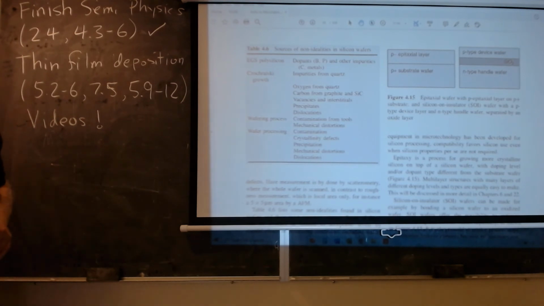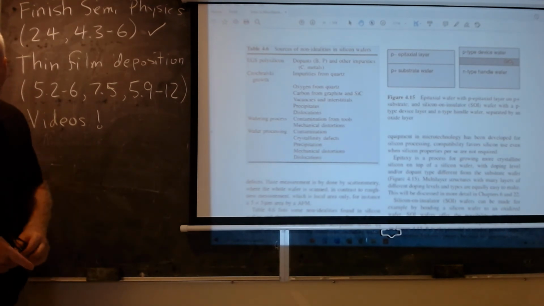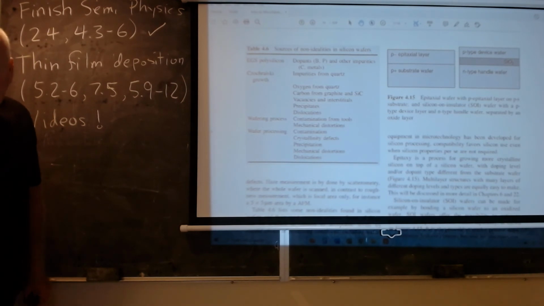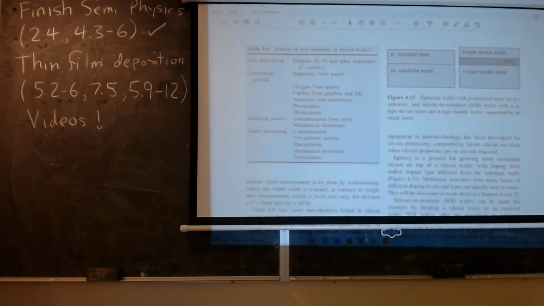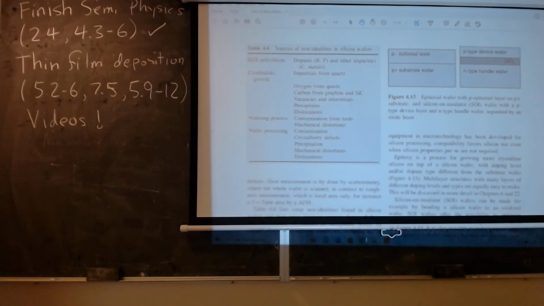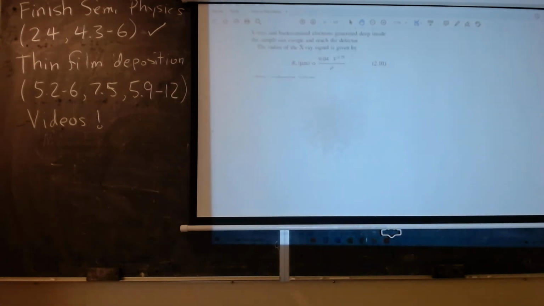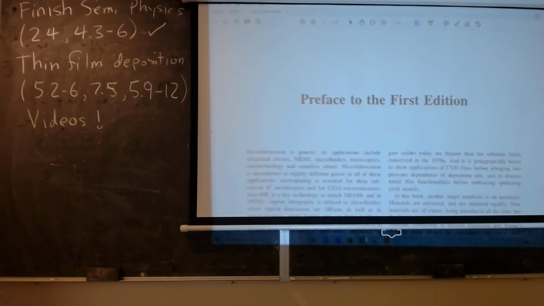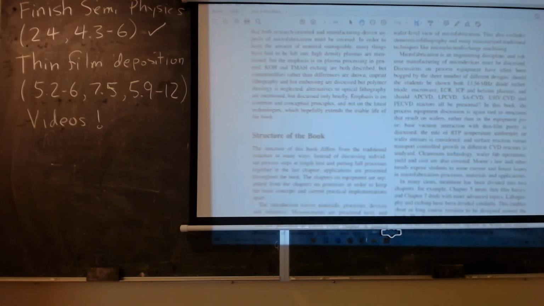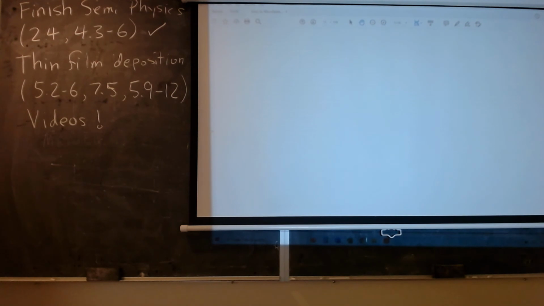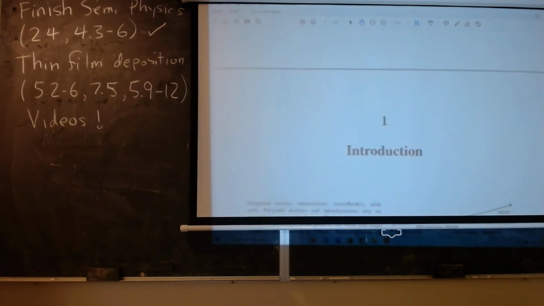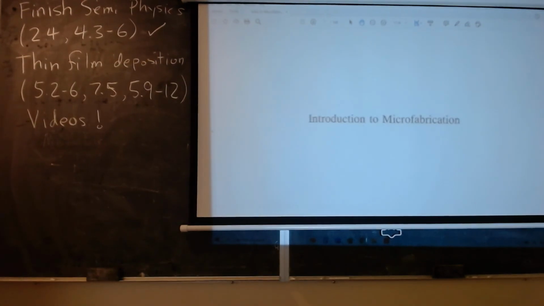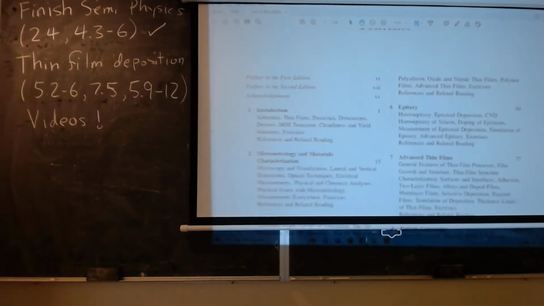Okay, and now we begin our discussion of how you actually make this stuff. And here I'm going to reiterate these different ways of thinking about that. Where are we here? This is table of contents. Oh, picture. Okay.